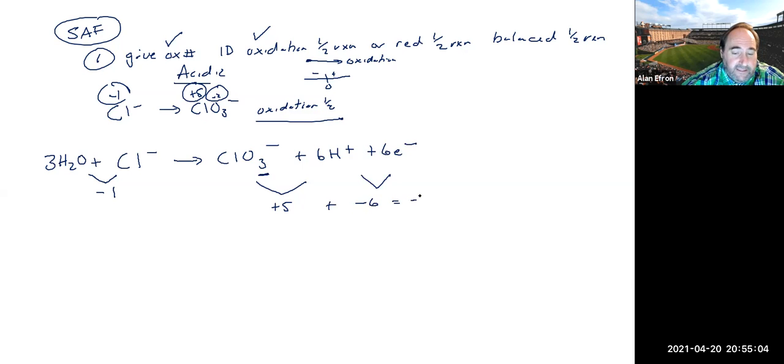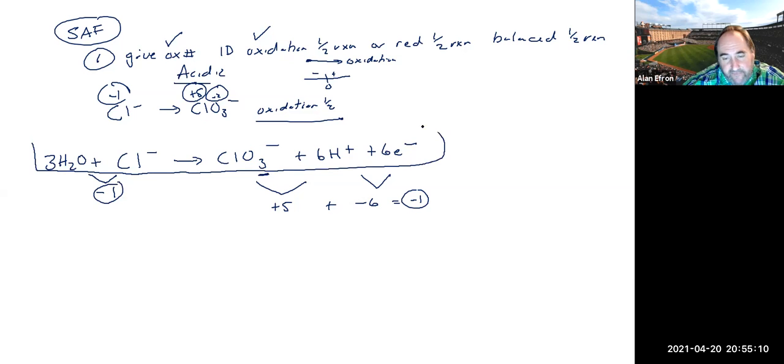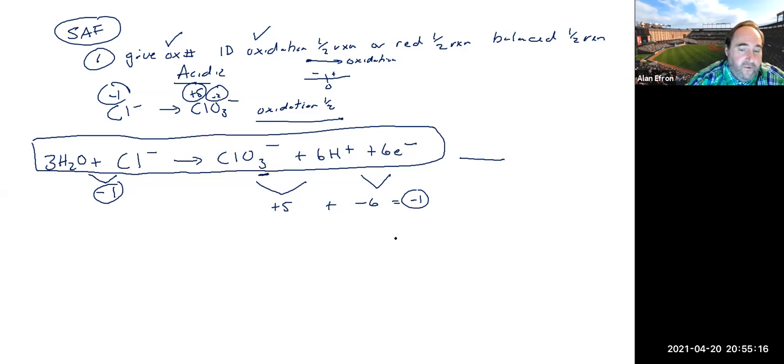+5 and -6 gives us a -1 to match the -1. This is the balanced half reaction that you would put on the line that's in there. You're basically doing half of the whole thing, right? So we're taking each of these half reactions in question number 1 all the way through the adding electron part. Any questions on what to do in number 1 there?